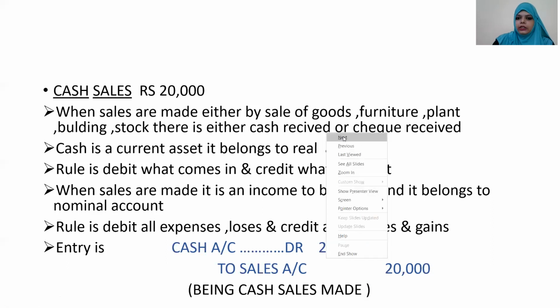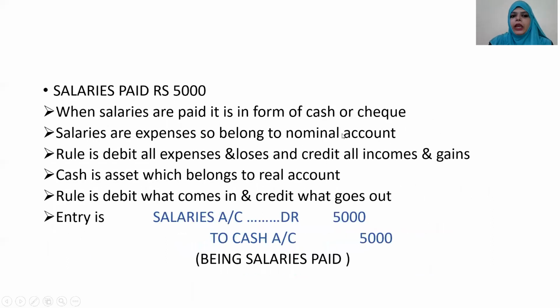Then coming to the next part, that is salary paid rupees 5,000. Now, when salary is paid, it is paid in the form of cash or check. Agree? Then salaries are expenses, so it belongs to nominal account because salaries are given when a person renders services to you. When a person renders services to you, they're paid a certain amount. Suppose I work in Disha College, so if I render my services, then I get a check or cash paid to me by the end of the month or the beginning of the month. So that is called salaries. So salaries are the expenses, obviously, for the services rendered.